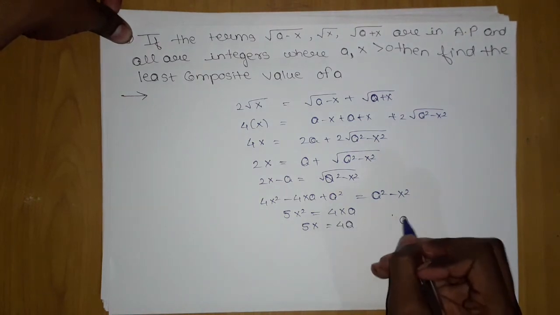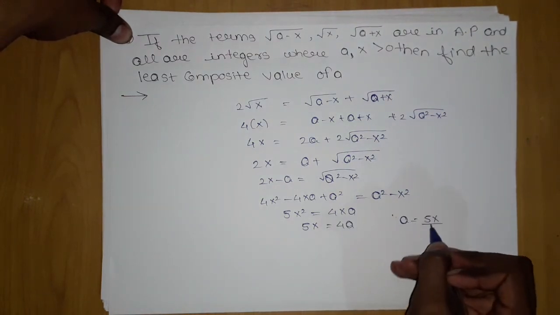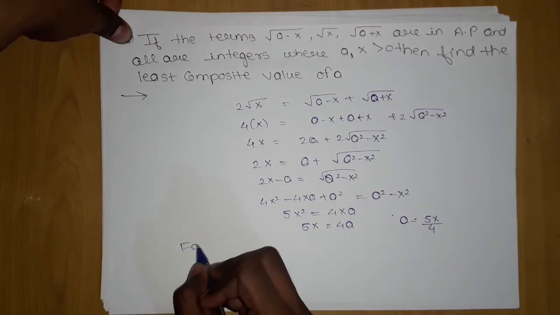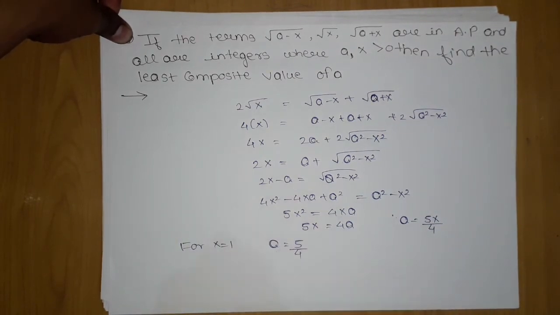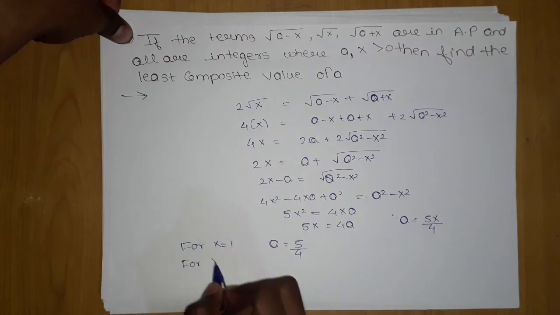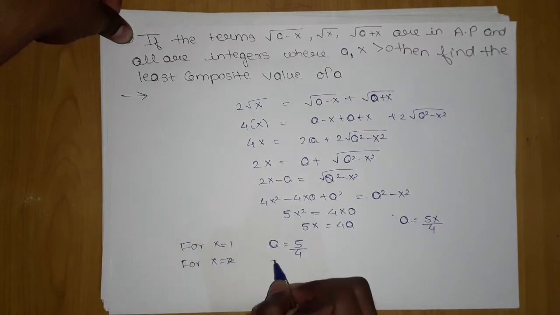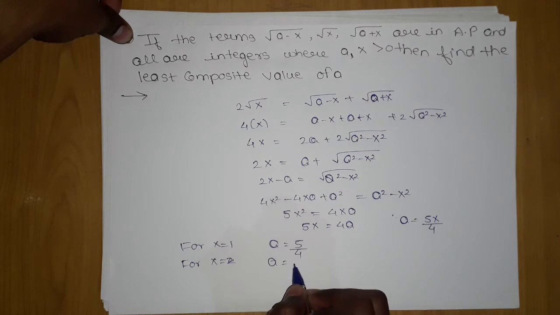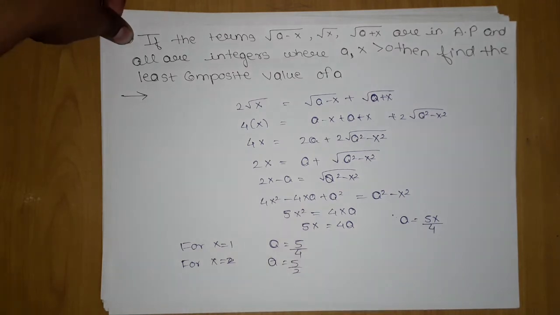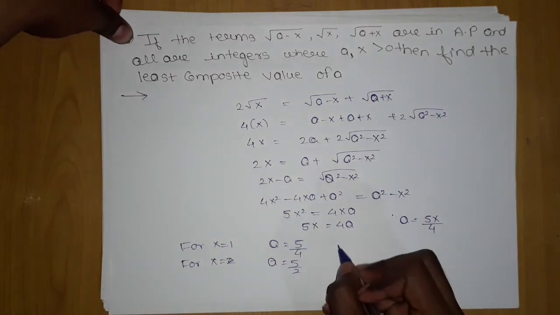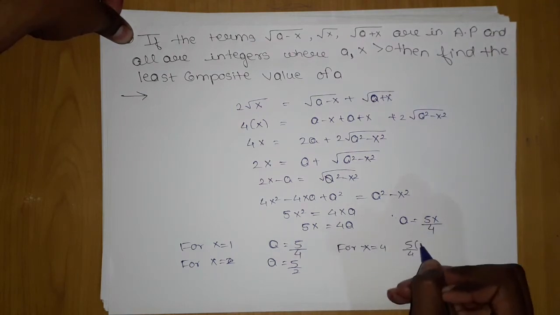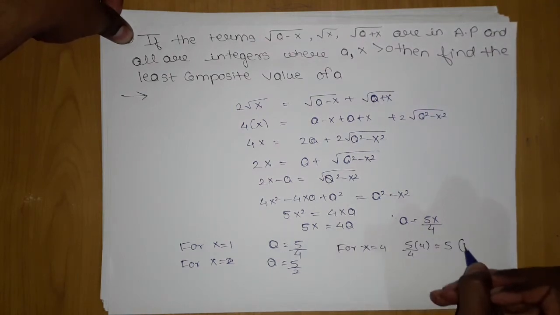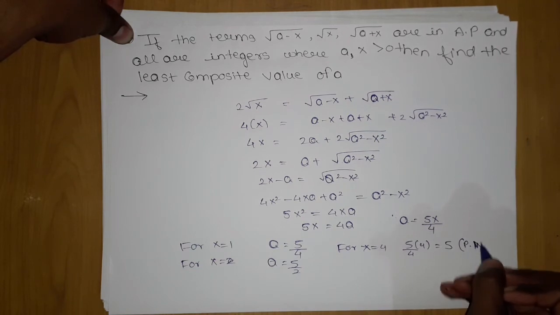So we are getting a is equal to 5x by 4. For x equal to 1, we have a is equal to 5 by 4, which is not a composite value. For x equal to 2, we are getting a is equal to 5 by 2, not a composite value, so we want to get some. Let's try x equal to 4: we have 5 into 4 by 4, which will give me 5. 5 is a prime number.